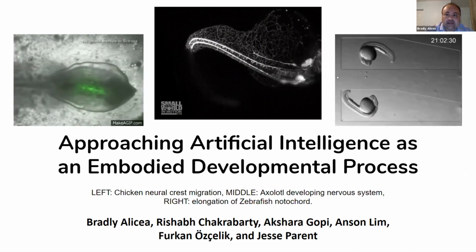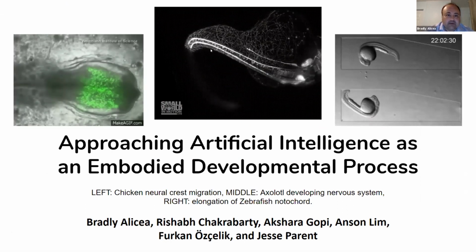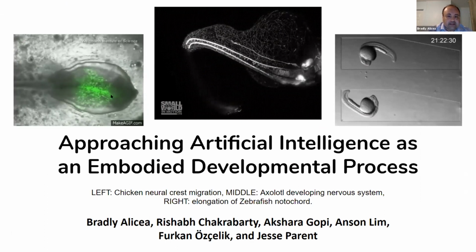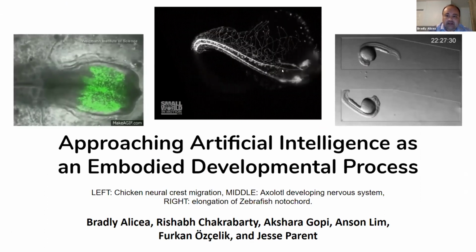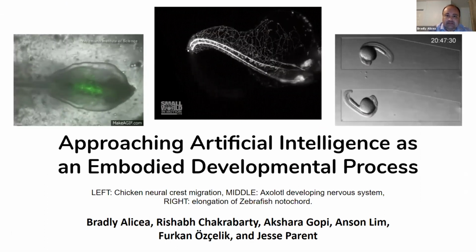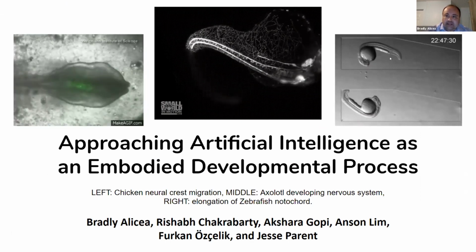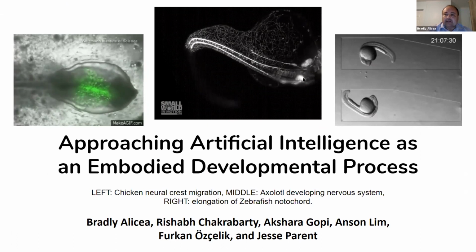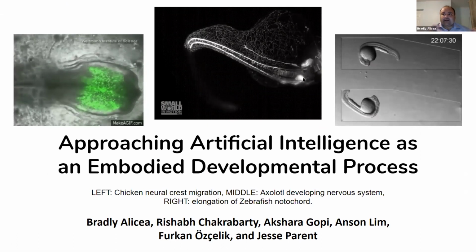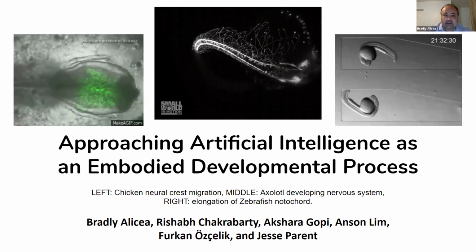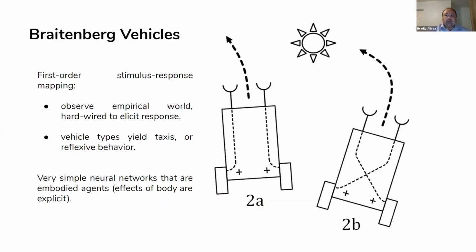So these three GIFs here show different organisms in the process of development. Here we have some neural crest migration. Here we have a developing nervous system in the axolotl, and there we can see elongation of the zebrafish notochord. So we notice that all these things are very much morphological or involve the body in their development. And so we're going to take a little bit different approach than what we would have with biological organisms.